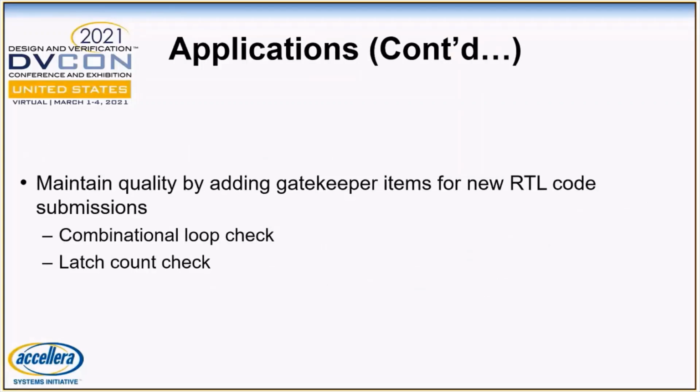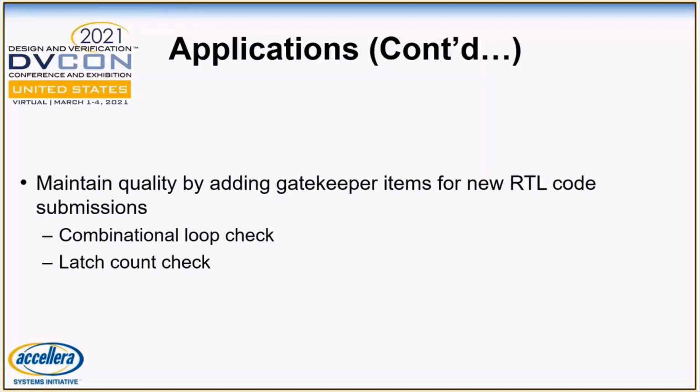Another application of formal elaboration can be maintaining RTL quality. Now, throughout the course of IP development, non-synthesizable constructs such as combinational loops or unintentional latches can sneak into the RTL code. There can be a potential risk of schedule slip if these issues are identified late in the IP development cycle. However, one can use the design information from the formal elaboration to implement gatekeeper checks to catch such RTL code submissions, and maintain the high quality of the RTL.